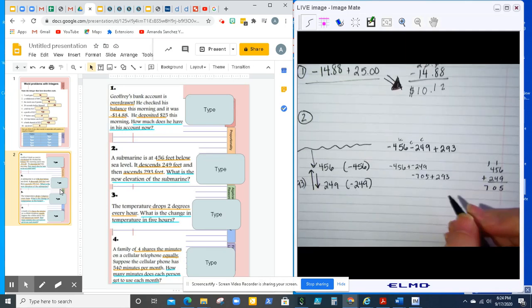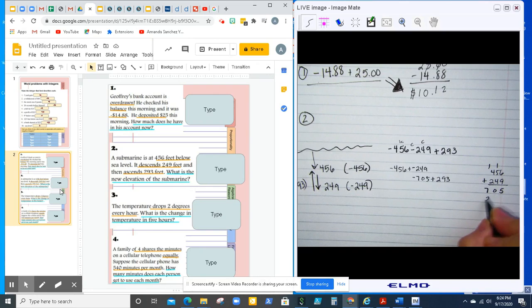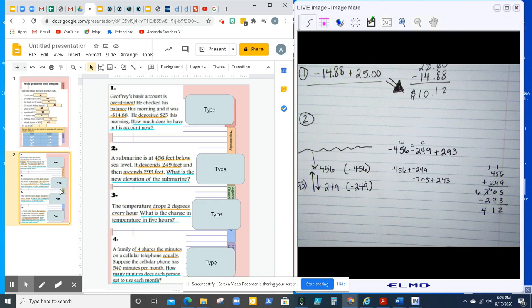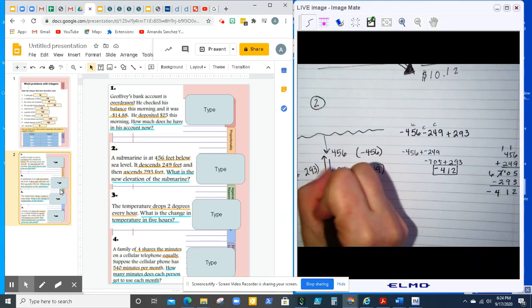The signs are different. You subtract. So now you take your 705 and you subtract your 293. 5 minus 3 is 2. You've got to borrow from the 7. It becomes a 6. This becomes a 10. 10 minus 9 is 1. And then 4. So since this was a negative, the 705 is further from 0 than the 293. So the answer would be a negative 412.